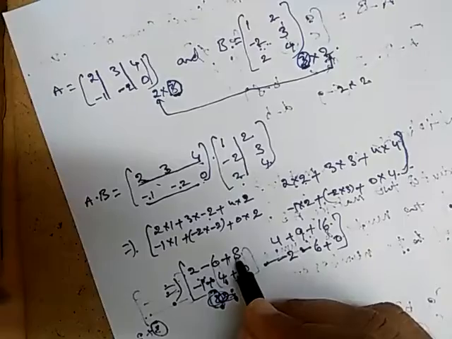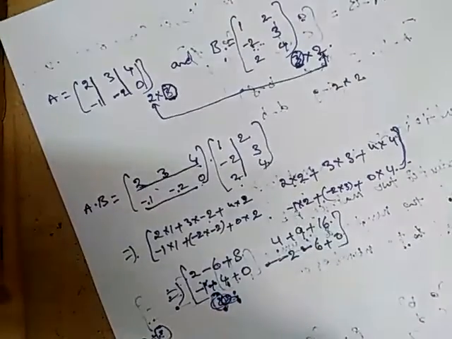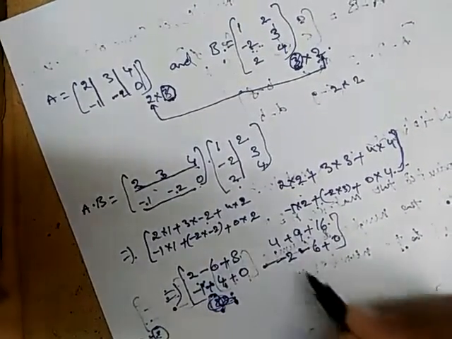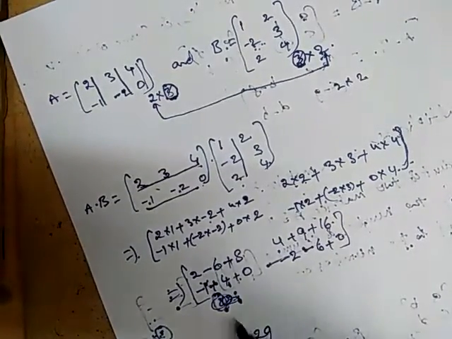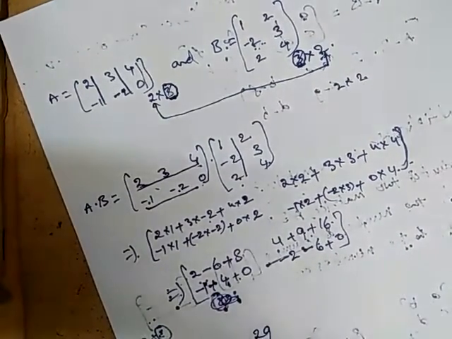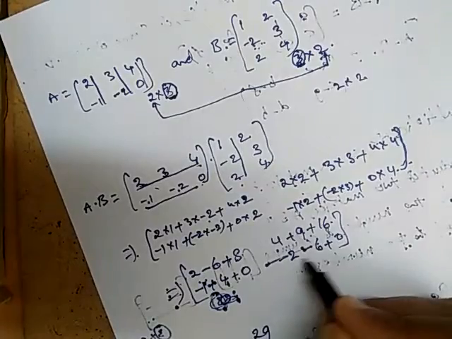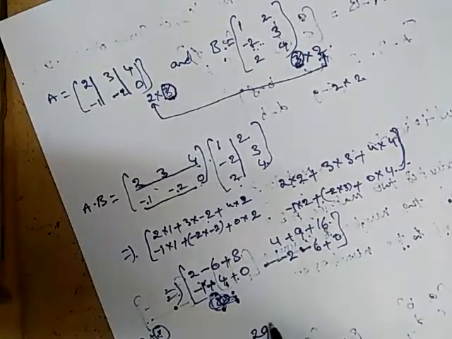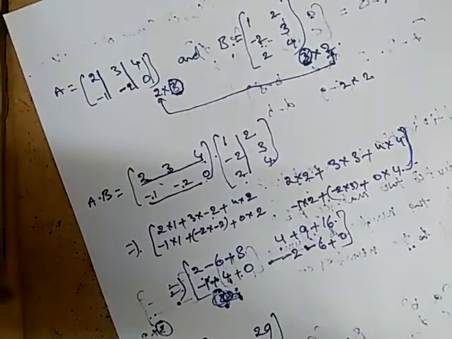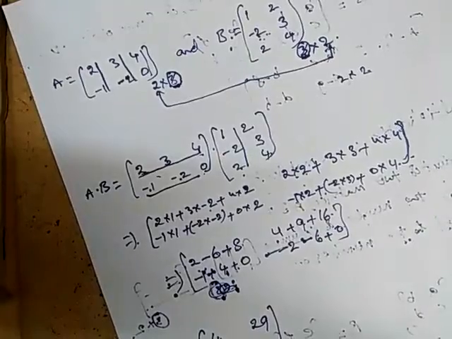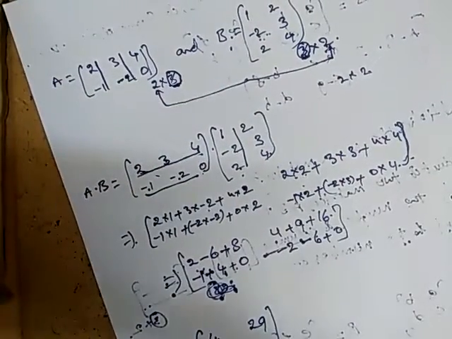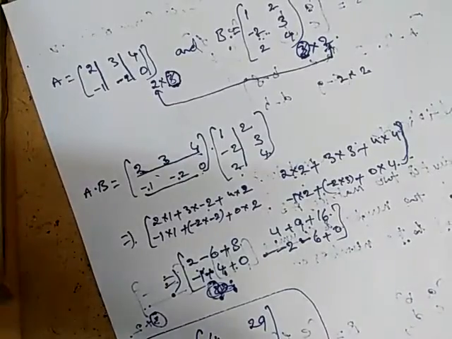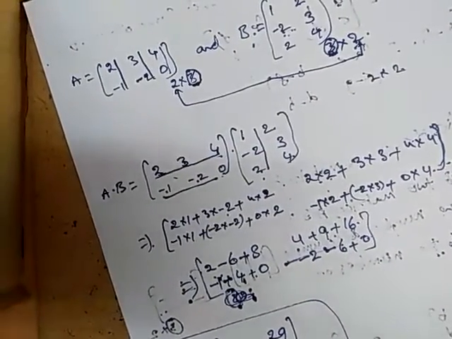2 plus 8, 10, 10 minus 6, that is 4, 20, 29, minus 1 plus 4, 3, minus 2 minus 6, minus 8. This is the resultant matrix of order 2 by 2. So here order is 2 by 2. So we got a 2 by 2 order. This is the matrix multiplication.